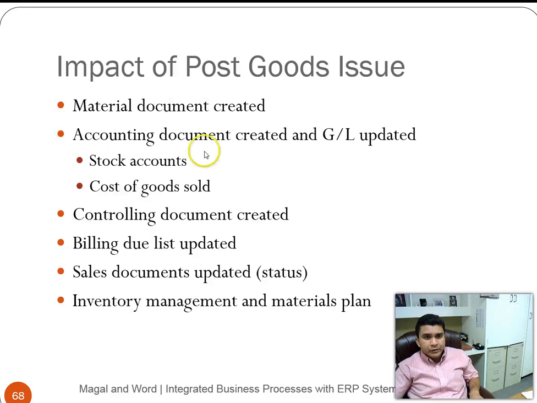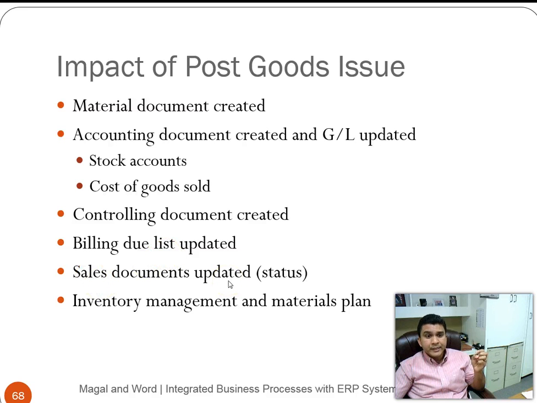So you have to update your stock account, and then you also have to account for the goods that you sold. So that's updated in accounting. These are integration points, and then a controlling document is created, of course, and then billing is generated.